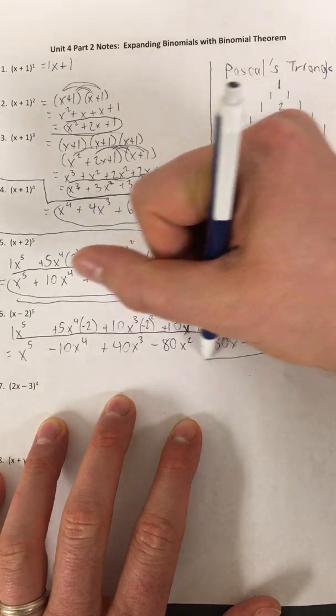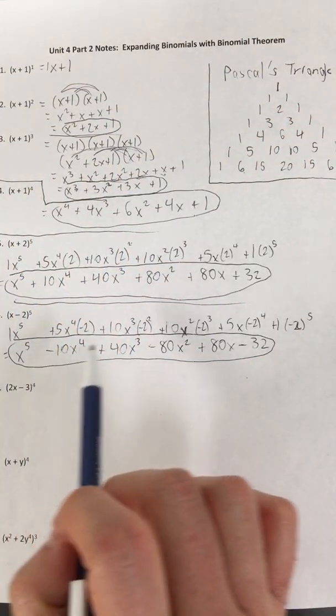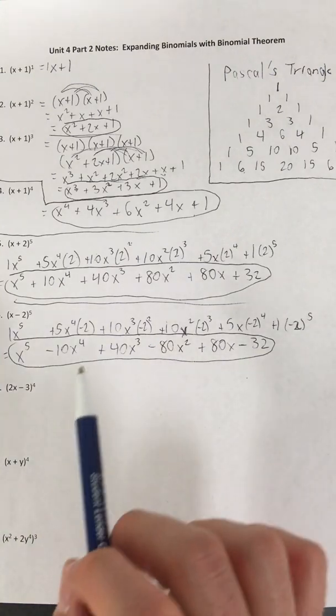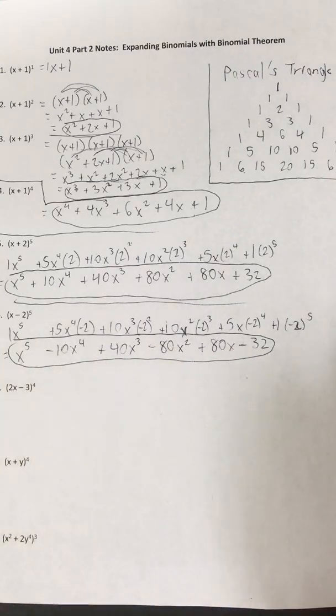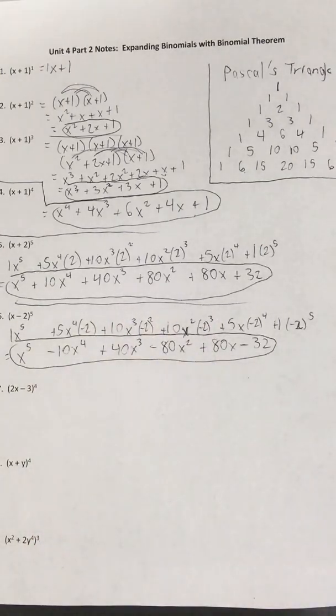So look at our answer. How did having the minus in the problem affect the answer? It made every other term negative. All right, it didn't make them all negative, just every other term. Basically the ones that had the odd exponents, when I worked that out on the negative 2, they became negative.